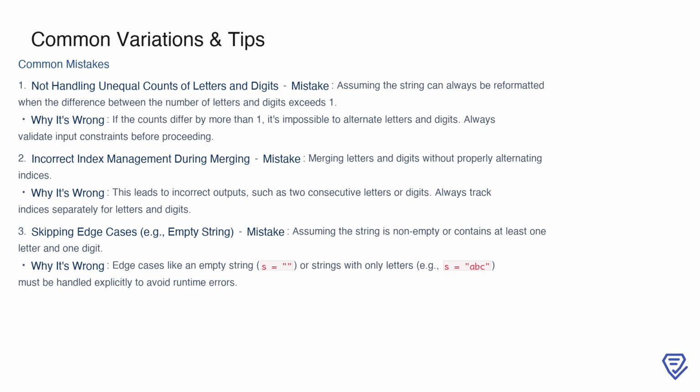If the difference exceeds 1, it becomes impossible to alternate letters and digits in the output. This is why it's important to validate the input constraints before proceeding with any logic. Another mistake is incorrect index management during the merging process. If you don't properly alternate indices while combining letters and digits, you could end up with 2 consecutive letters or digits, which violates the problem's requirements.